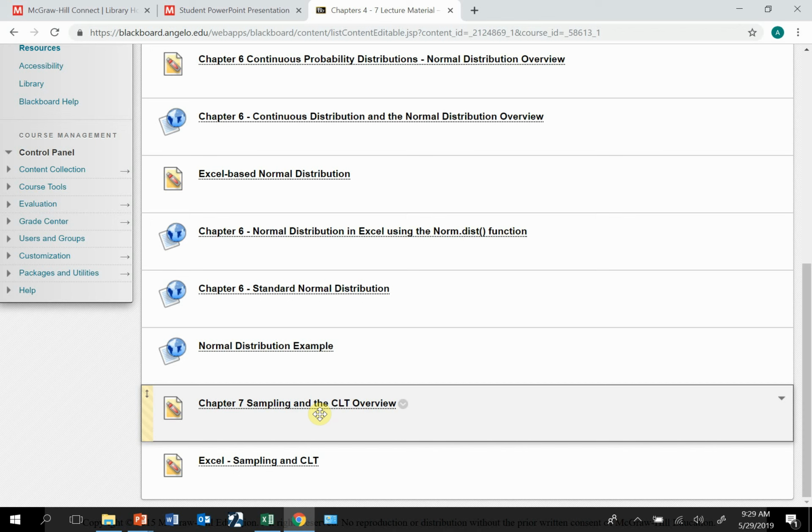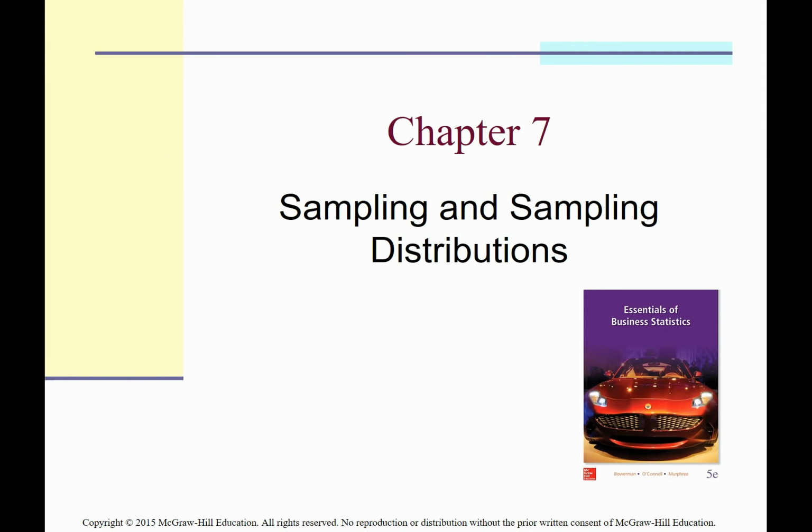Okay, this video goes over Chapter 7, an overview using a PowerPoint, and we focus on sampling, and then we talk about something we lean on called the central limit theorem. So Chapter 7 is all about grabbing data from a population, and a population is big. We don't have the time or the resources to measure everything in a population.